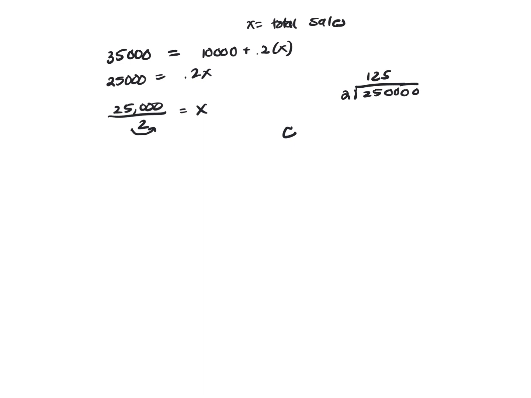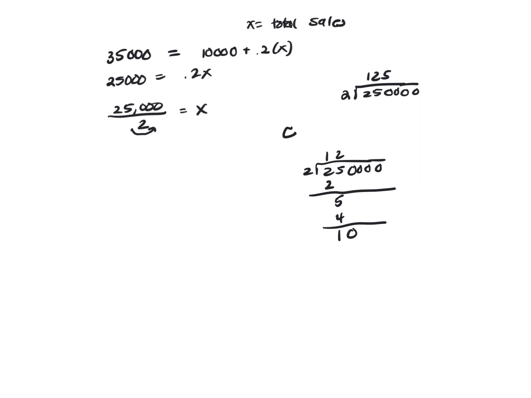Now, if you want to see that long division, 2 will go into 2, 5, 1, 2, 3, 4. 2 will go into 2 one time. 1 times 2 is 2. Subtract. Bring down the 5. 2 will go into 5 twice. 2 times 2 is 4. Subtract and bring down a 0.